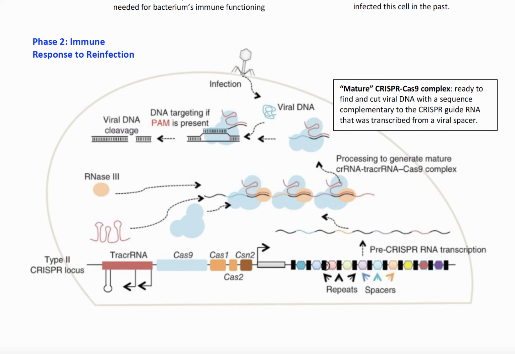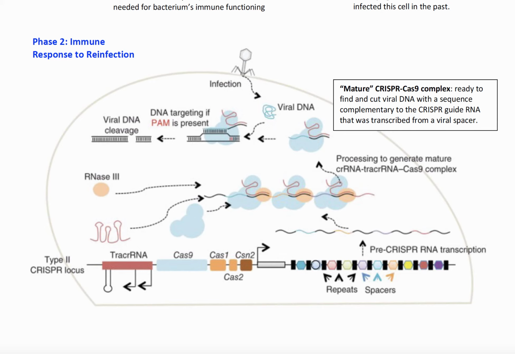And what happens the second time around is there will be a protein that is specifically designed to target this particular virus's DNA. And it is specifically designed to target this DNA because it has an RNA sequence associated with the protein that is complementary to the spacer sequence down here in the DNA.